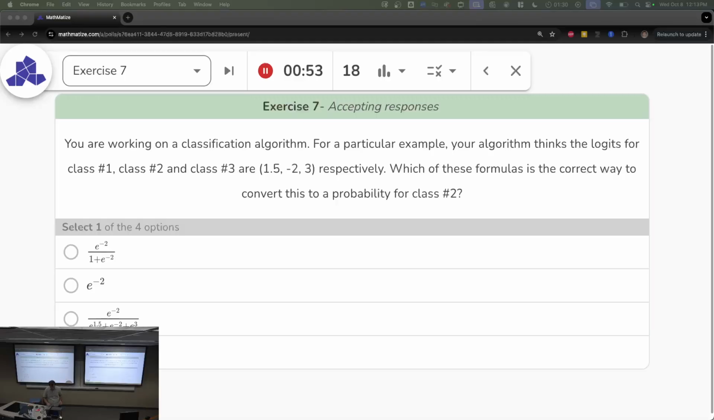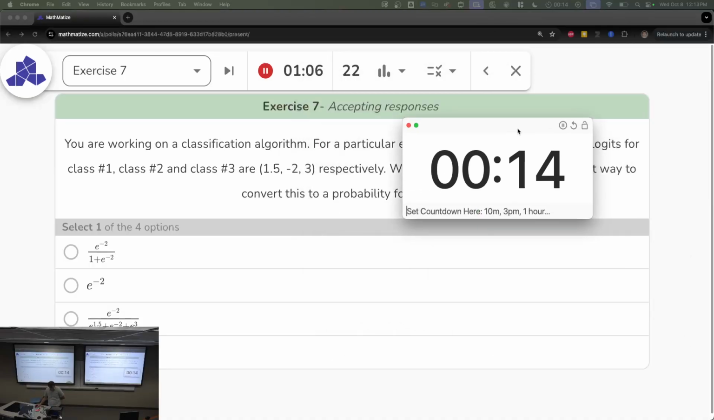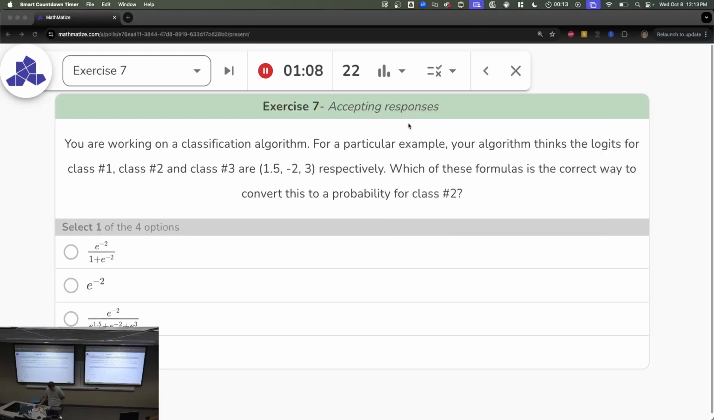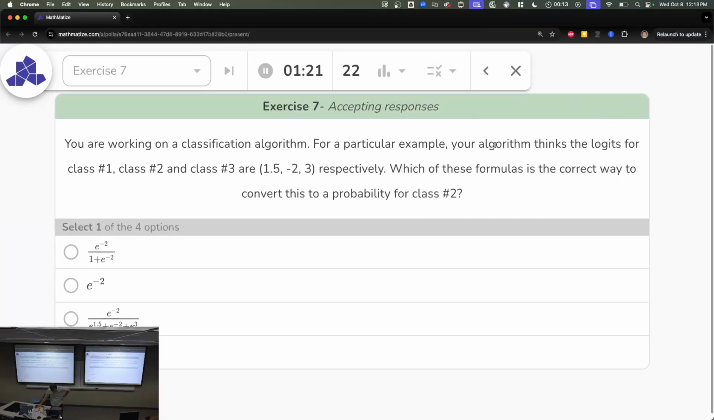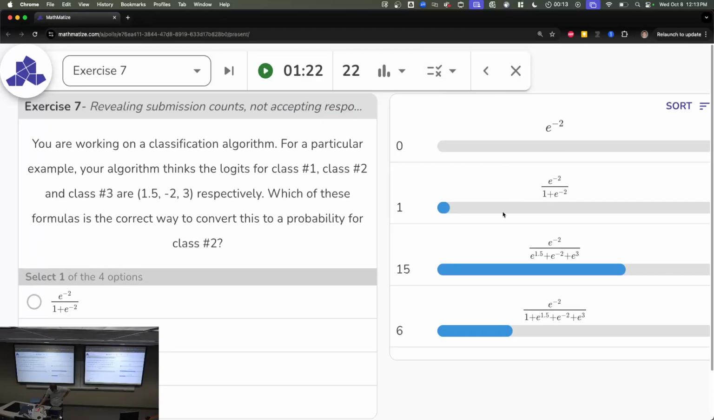Okay, let me do 15 more seconds here to get the last stragglers in. Because there's one person. Oh, okay, all right. I think we're at 21. Okay, 20. Okay, good to know. Okay, let's see what people did.